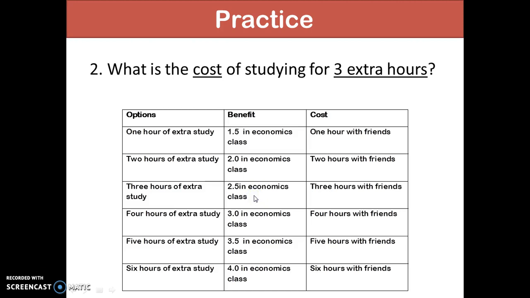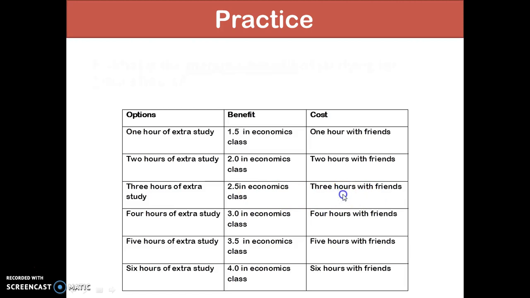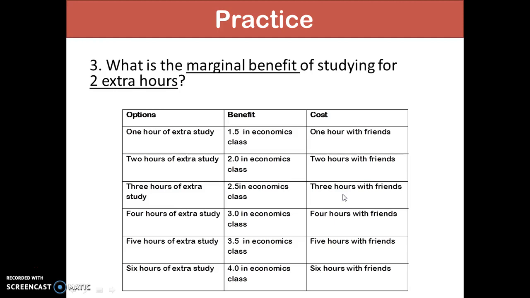The cost of studying for 3 extra hours, we stick with the 3 extra hours here. We go past the benefit and go to the cost. We are giving up 3 hours with our friends. So this is the total cost. Now, if we want to find the marginal benefit of 2 extra hours, we're going to take a look at 2 hours. This is the total benefit.